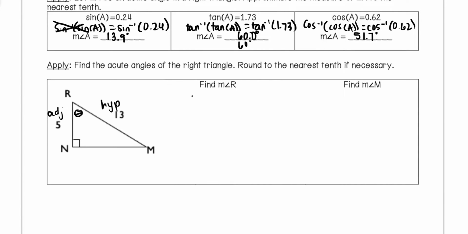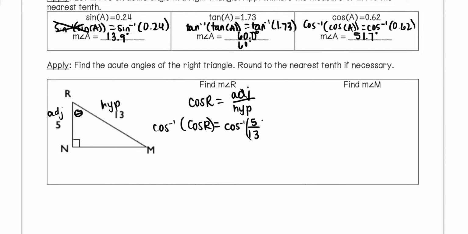So because I know my adjacent and hypotenuse, I'm going to use the cosine of R to set up my function here and figure this out. So I don't know the cosine of R, so I'm going to leave it like that. But the adjacent side is 5 and my hypotenuse is 13. To get R alone, I just have to take the inverse cosine of both sides, and that will get me the value of the measure of angle R. So when we put that into the calculator and we round to the nearest tenth, we are left with 67 4/10 degrees.